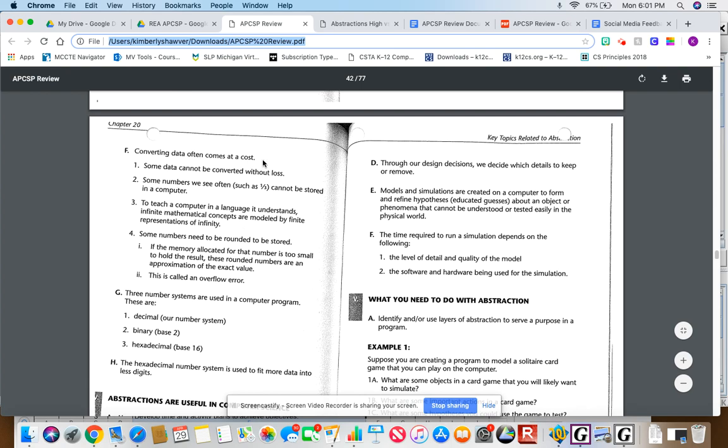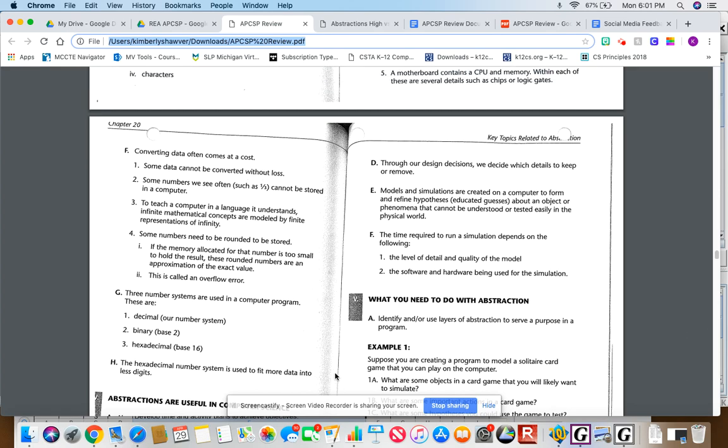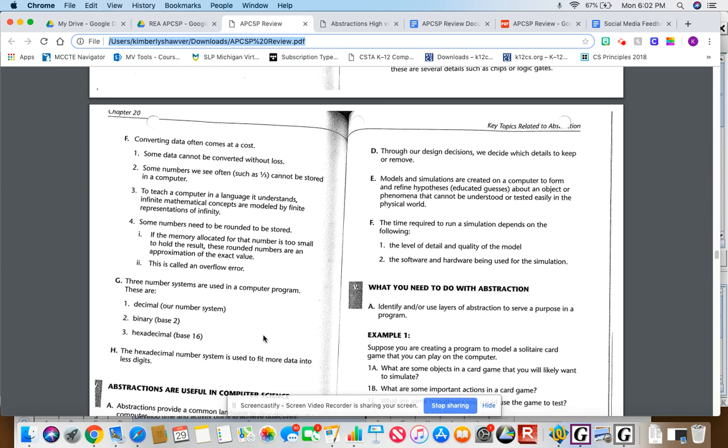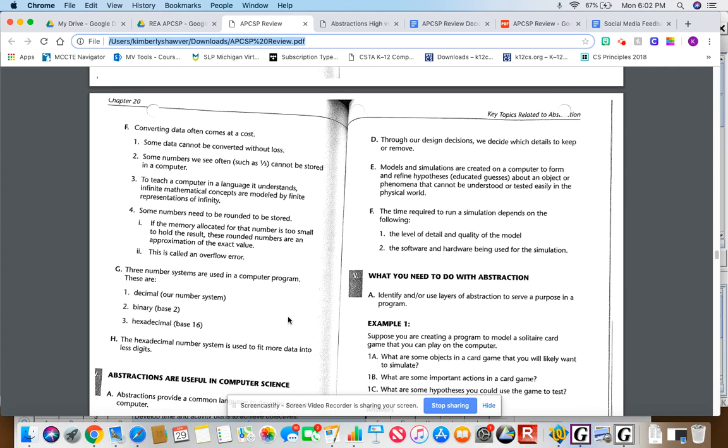Converting data often comes at a cost. So when we do convert data, sometimes the data cannot be converted without losing some information. So, for example, if I was doing a recipe and I needed a third of a cup, 1/3 cannot be stored on a computer. It has to be converted into a decimal number. To teach a computer in a language it understands, infinite math concepts are modeled by finite representations of infinity. So that's something we have to look out for.